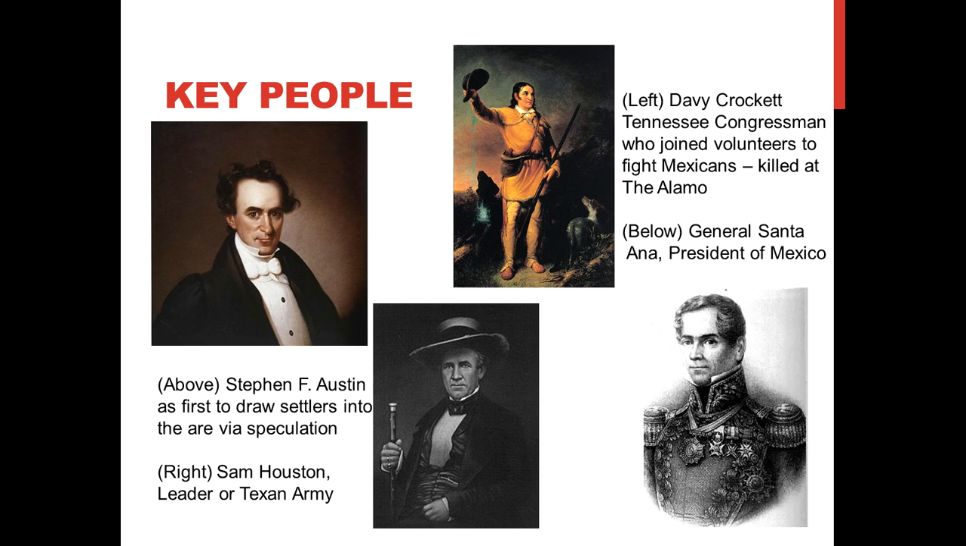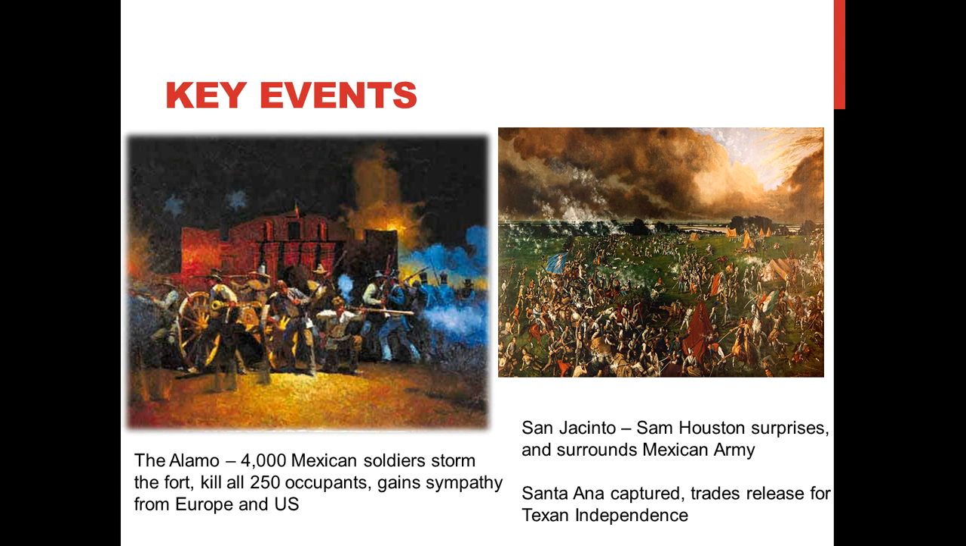Here are some of the key people of the Mexican Texas War. Obviously, Stephen F. Austin, Sam Houston. There are major cities in Texas named after them. Of course, Davy Crockett was part of the Alamo. And of course, here are some of the key events. Remember, the Alamo is a fight of about 250 Texans versus 4,000 Mexican soldiers. And of course, this is where the saying, remember the Alamo, comes from.